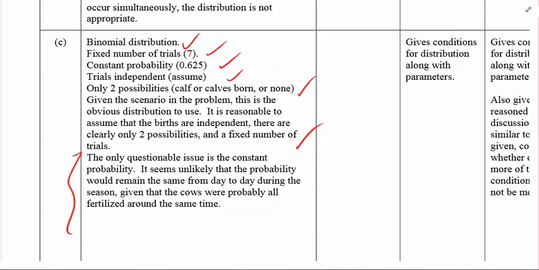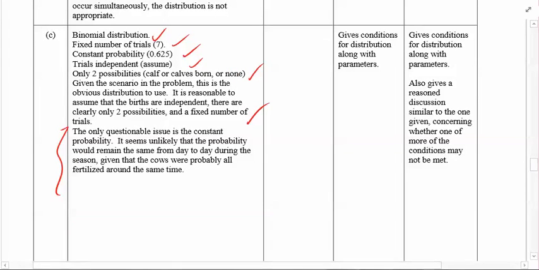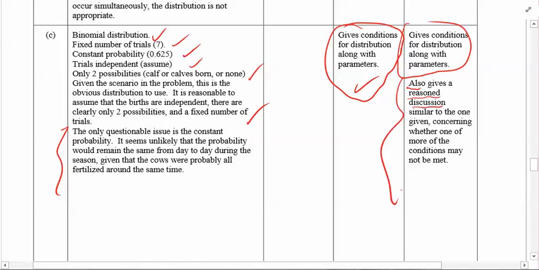So let's have a look across at what was required for each grade level. Okay, so for merit, it gives the conditions for distribution along with parameters, so we did that. Excellence, same thing, plus also gives a reasoned discussion, similar to the one given, concerning whether one or more of the conditions may not be met. Did we do that? Well, I suppose we did when we talked about independence.